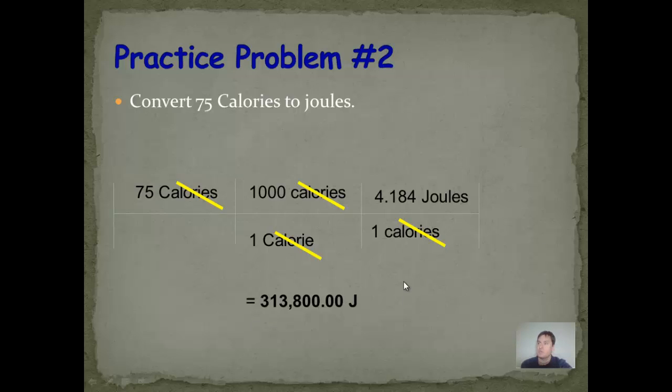Remember, a kilo is just 1,000, so 1,000 joules is equal to 1 kilojoule. So sometimes you'll see that conversion as well, so be aware of that.